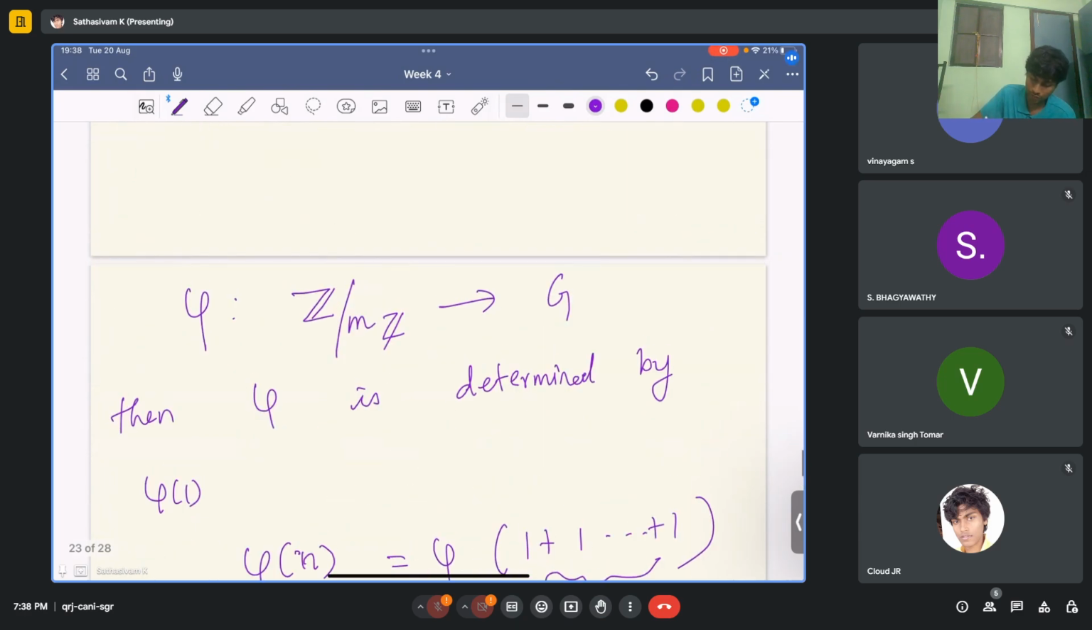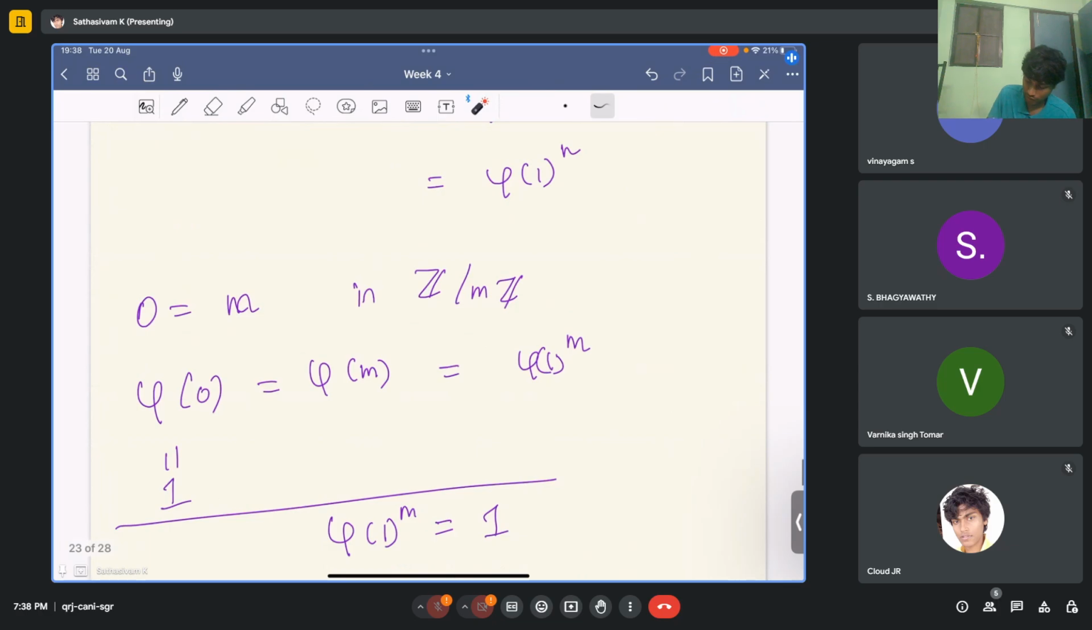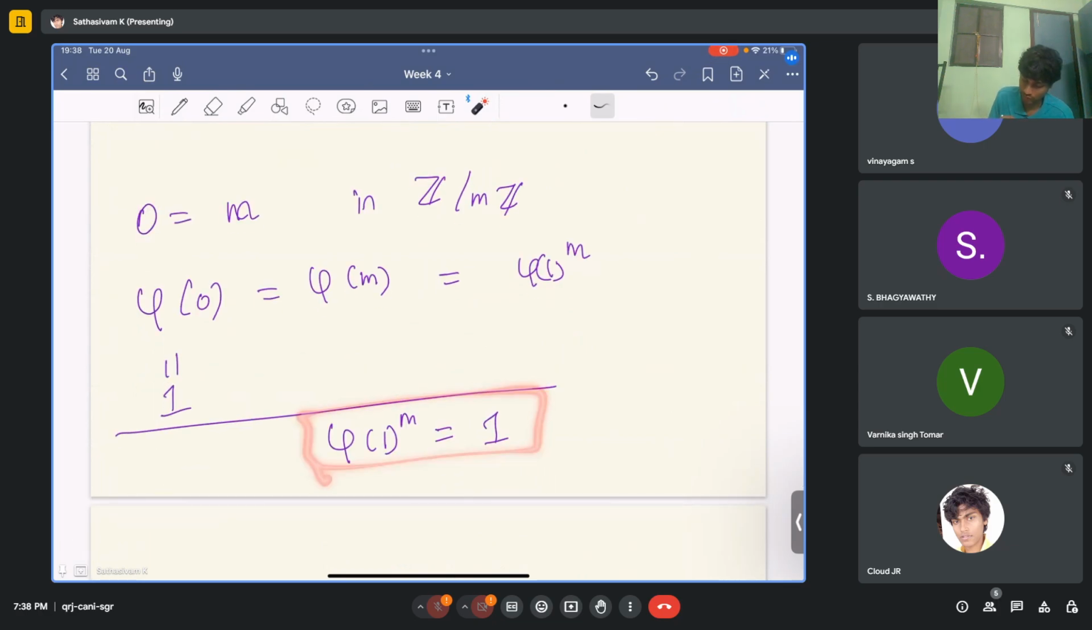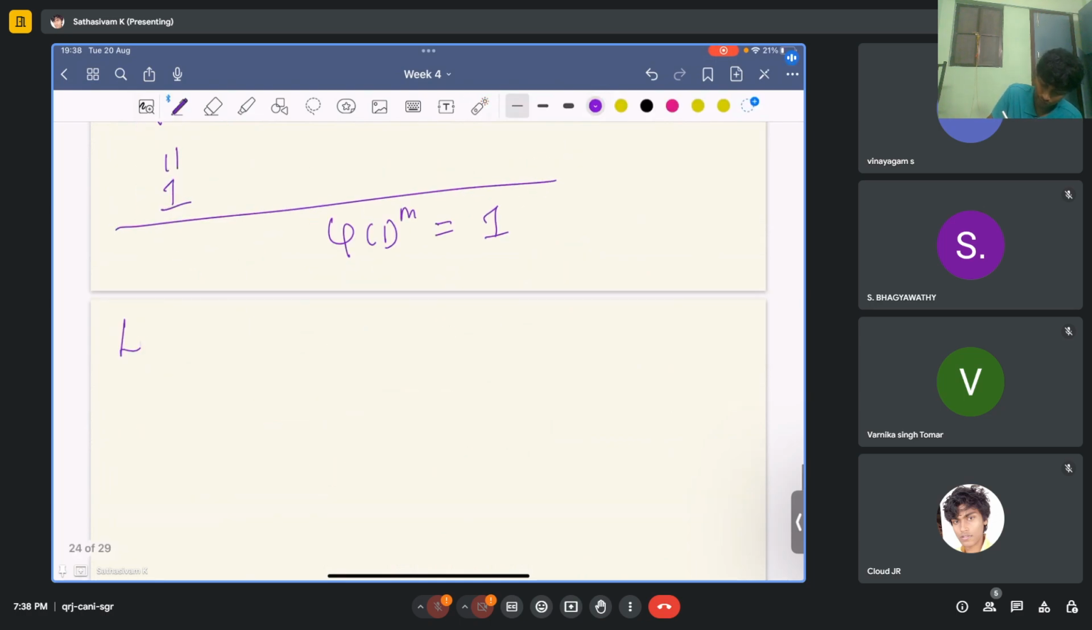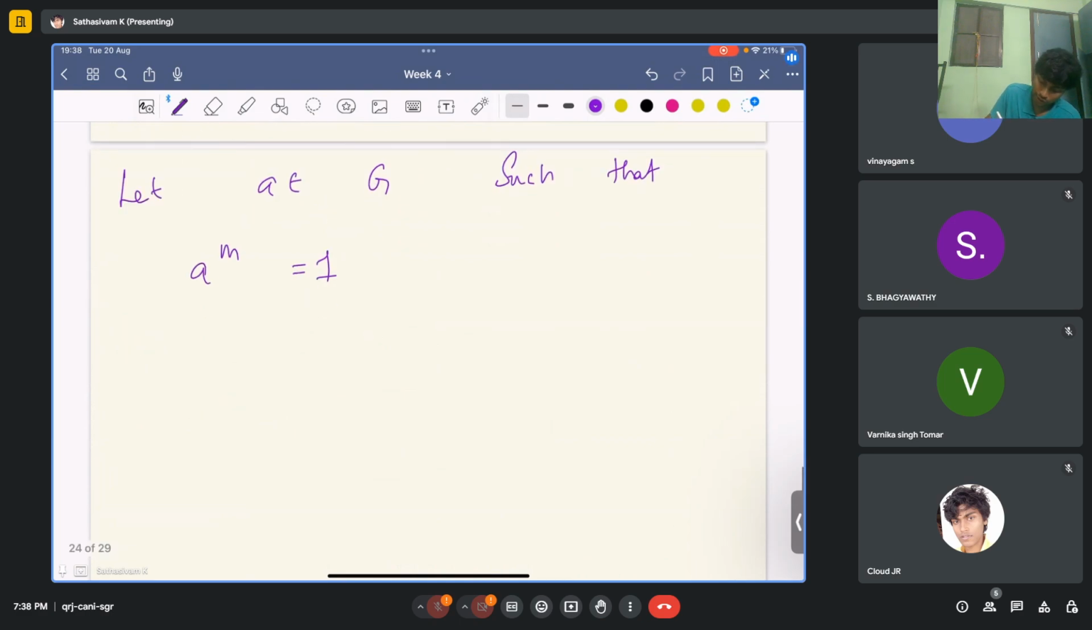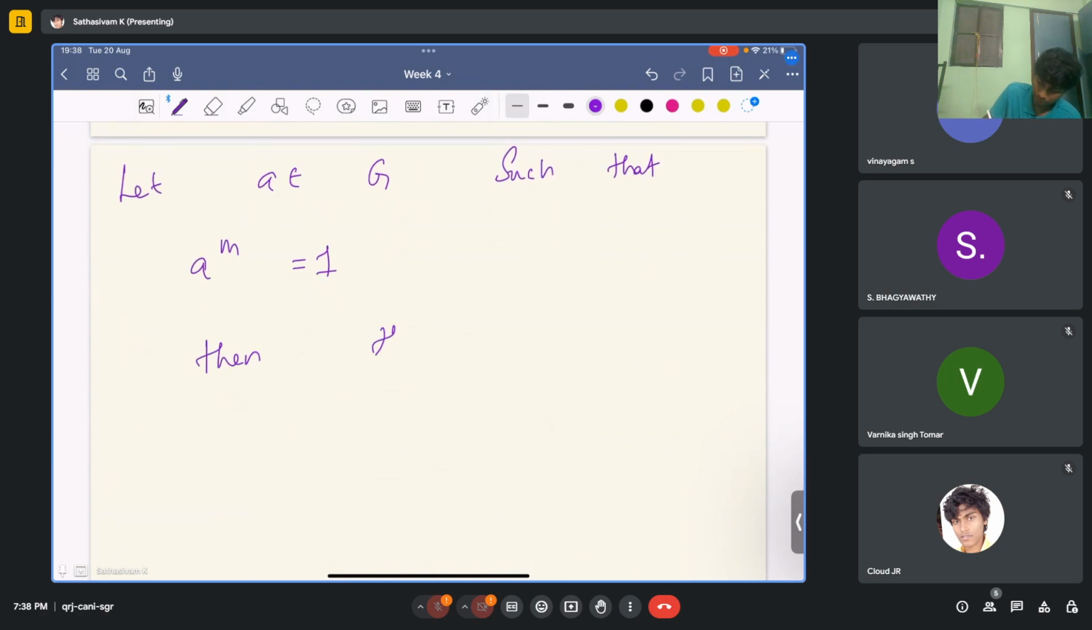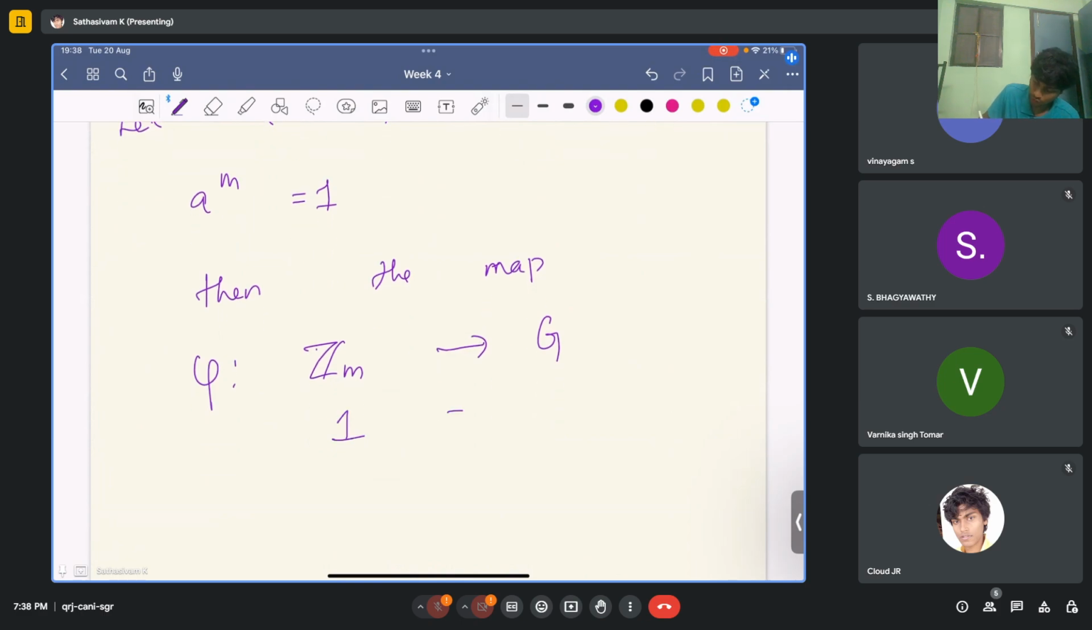Suppose you have a homomorphism, then this relation has to be satisfied. Now suppose there is an element A belonging to G such that A to the power m is equal to 1. Then you can always give a homomorphism: the map phi from Zm to G, mapping 1 to A, is a homomorphism.